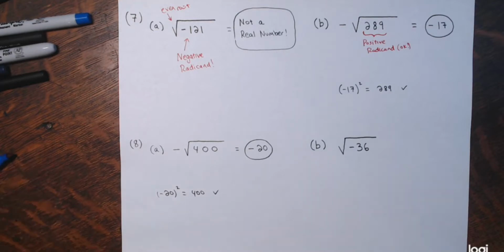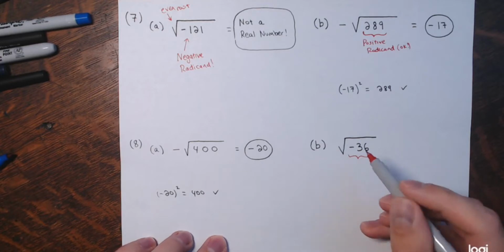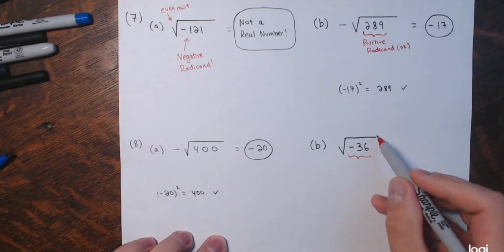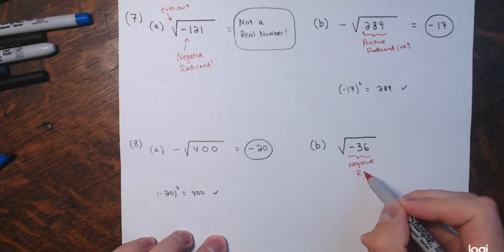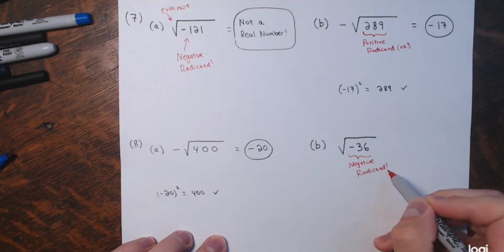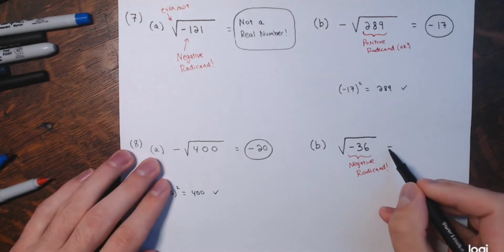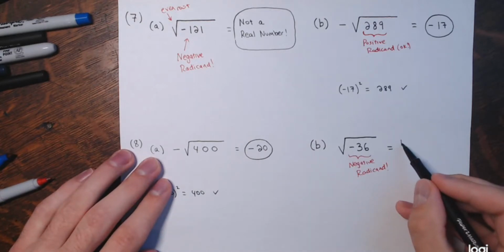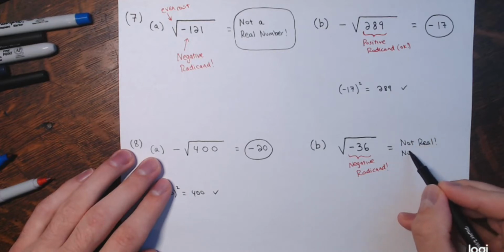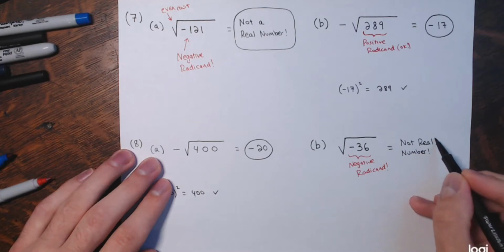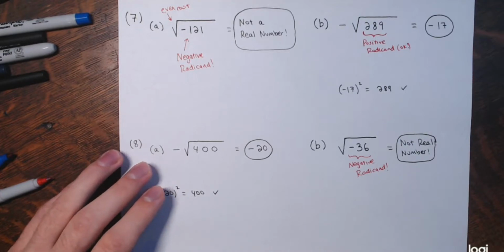And part B, right? Taking an even root, pardon me, even root, negative number inside, another negative radicand, and we said it in 7 part A, said it earlier in the lesson. Even roots of negative numbers are not real numbers. Right, not a real number. Okay, that's all we're going to say. All right, moving on.